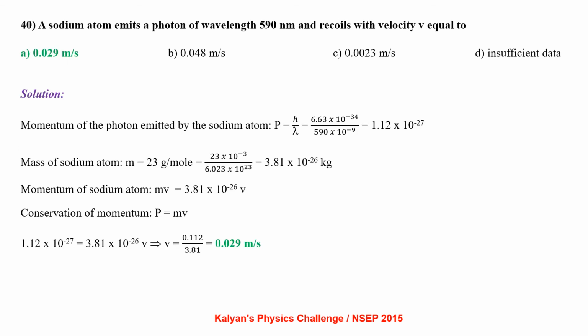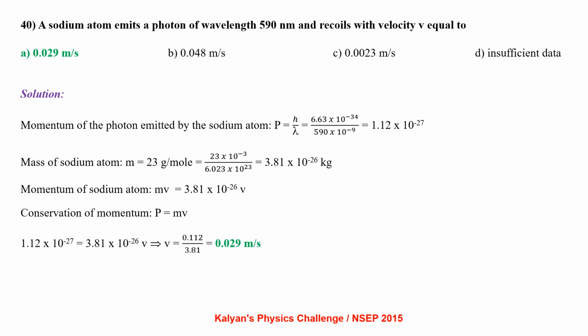A sodium atom emits a photon of wavelength 590 nanometer and recoils with a velocity v equal to? Momentum of the photon emitted by the sodium atom p equals h by lambda, that is 6.63 into 10 power minus 34 by 590 into 10 power minus 9, 1.12 into 10 power minus 27 kg meter per second. Mass of the sodium atom m equals 23 gram per mole, that is 23 into 10 power minus 3 by 6.023 into 10 power 23, that is 3.81 into 10 power minus 26 kg.